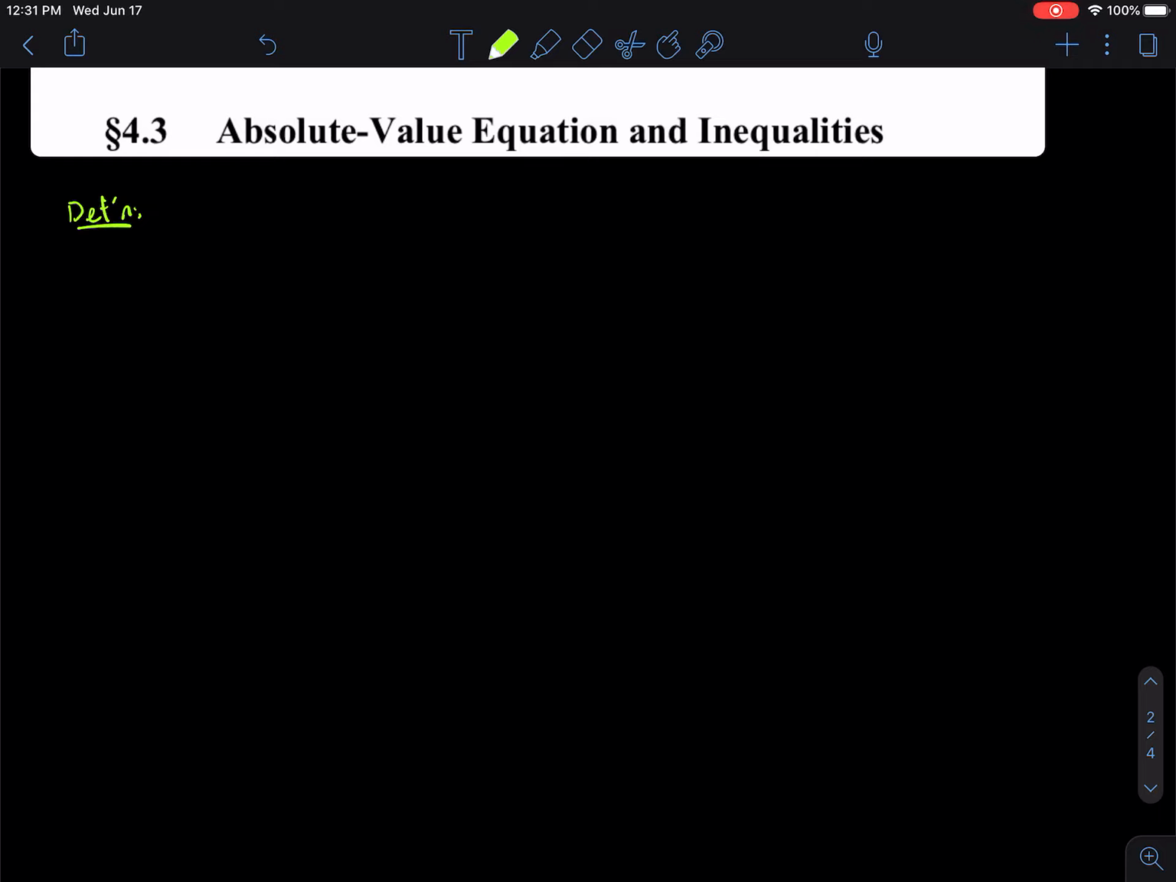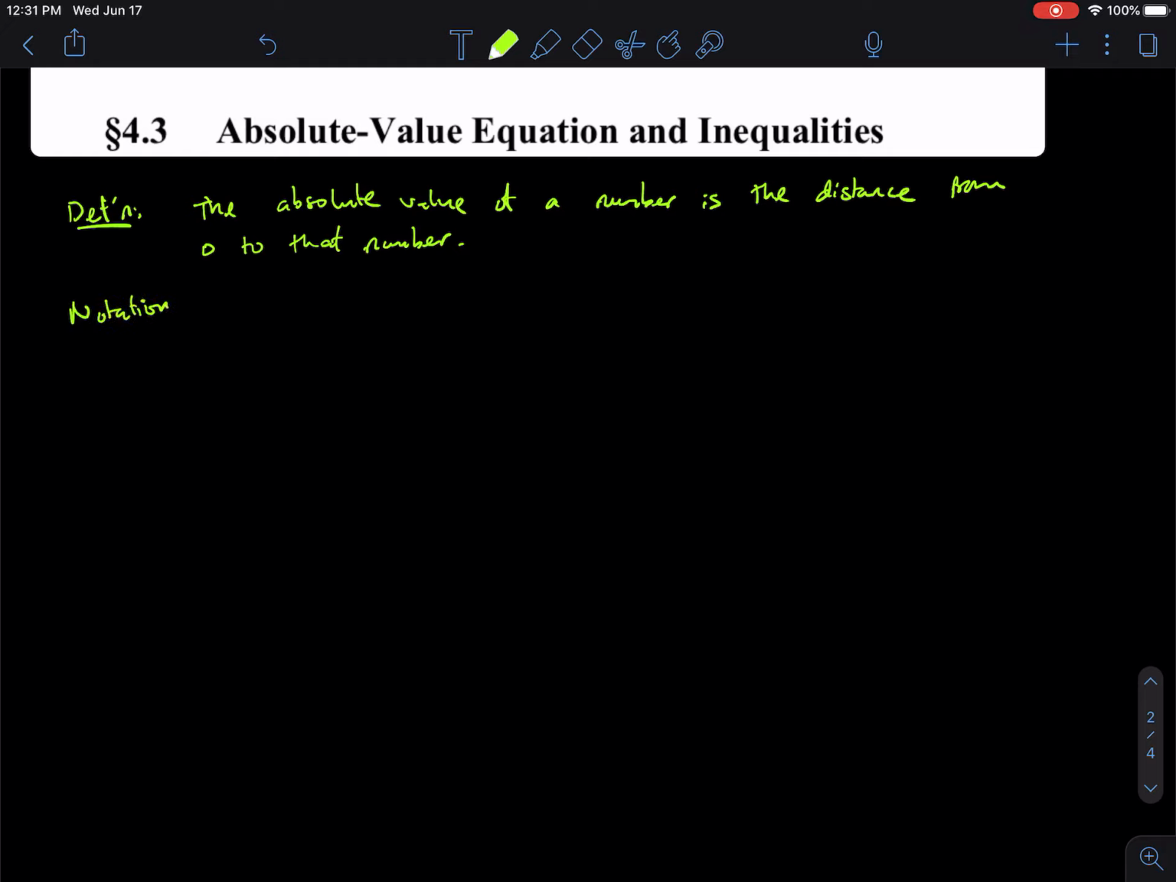Okay, so we say that the absolute value of a number is the distance from 0 to that number. Okay, and the notation we use is the 2 vertical slashes.